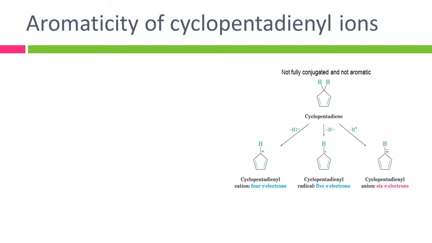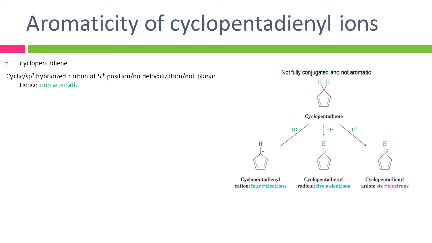Aromaticity of cyclopentadienyl ions. Cyclopentadiene is cyclic, which has an sp3 hybridized carbon at the 5th position. There is no delocalization, and it is not planar. Hence it is non-aromatic in nature.